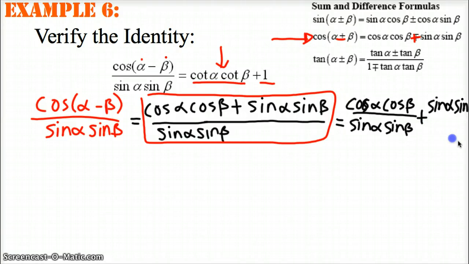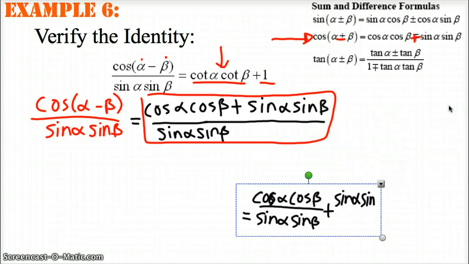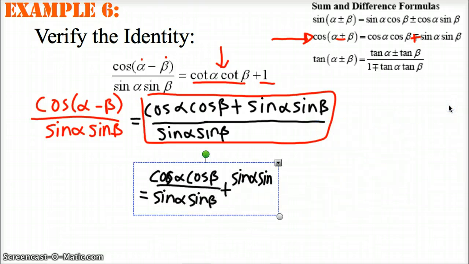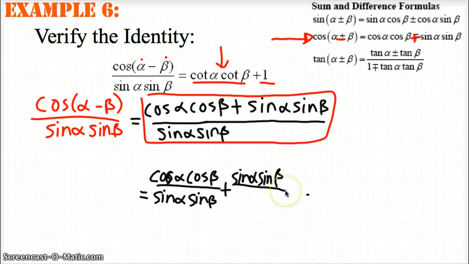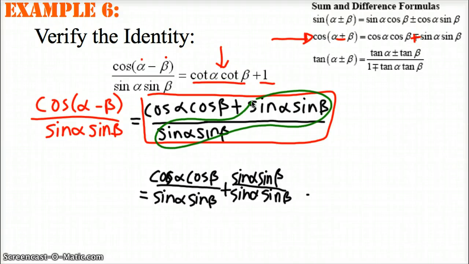Let's take a look and move this here. Sine alpha sine beta over sine alpha sine beta. Well, look at that, I'm closer to my goal, because this big quantity that I created with the left side of my fraction just equals 1, just like I want it to. So I can quickly simplify that to plus 1, this value right here.